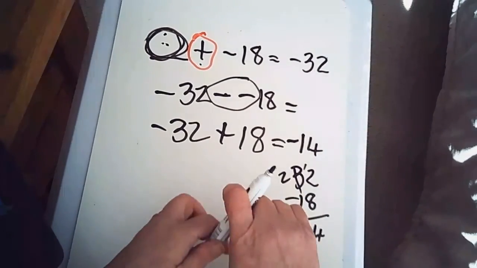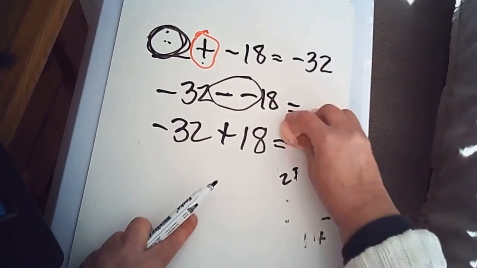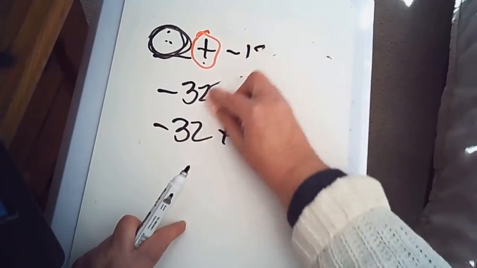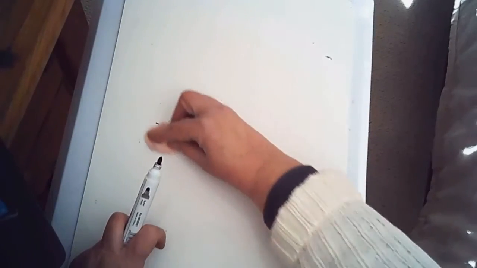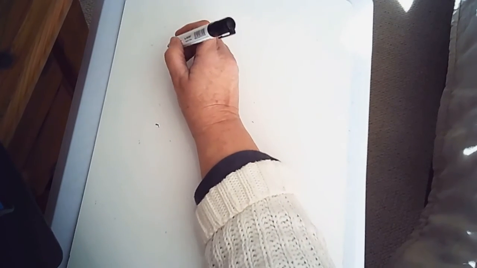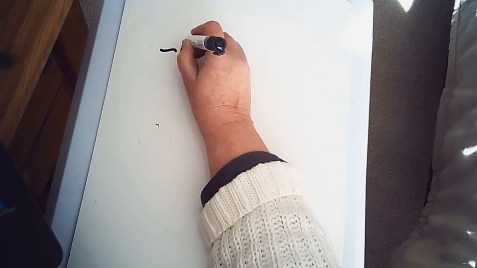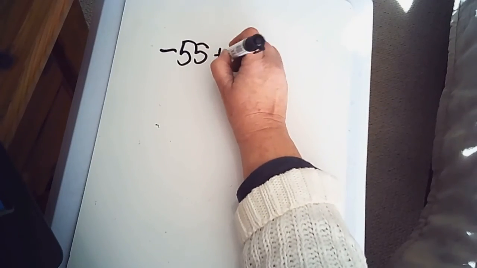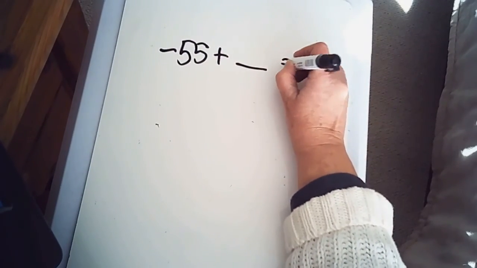Alright, let's do another one of those, guys, just so that you feel confident when you do the homework today. Right, let's do one that's a little bit, alright, let's do this one. Minus 55 plus something is equal to minus 16.